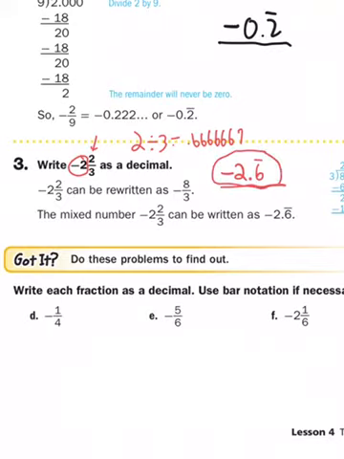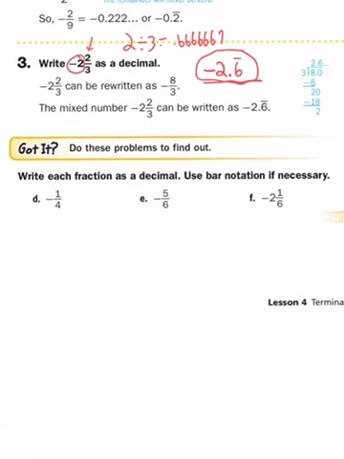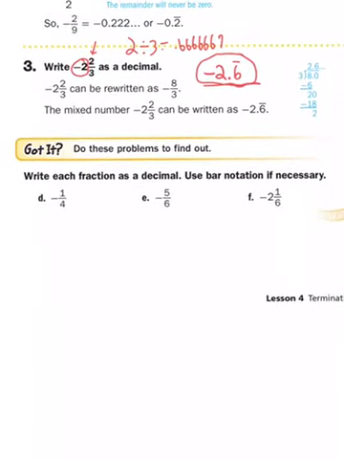All right, so now you're going to go down. You are going to try D, E, and F. Don't forget your negative sign. Okay, when you're done, restart the video and see what you did. Go.